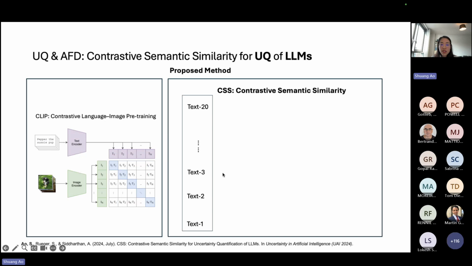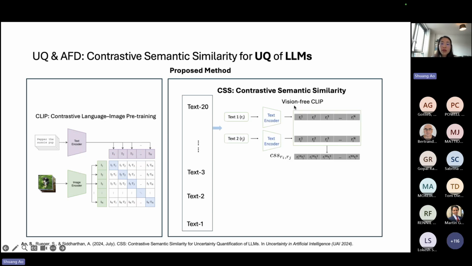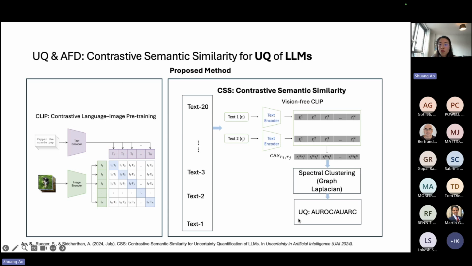Let's say we have all these generations. Then we modify CLIP into a vision-free CLIP. It means that instead of the image encoder, we only utilize the text encoder to extract the features, and then compare the similarity between them. We utilize spectral clustering, which is the graph Laplacian, to get the uncertainty score for each generation, and then use this to calculate the AURC or AUARC.